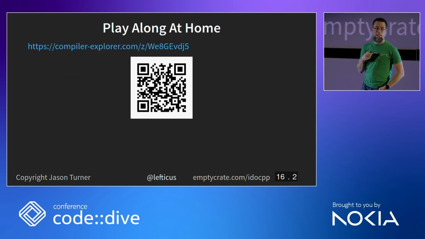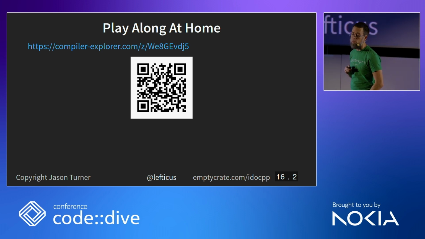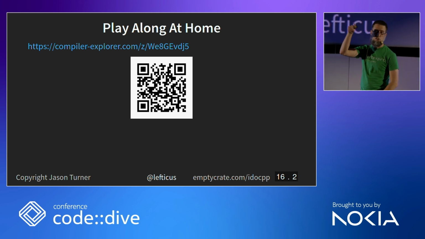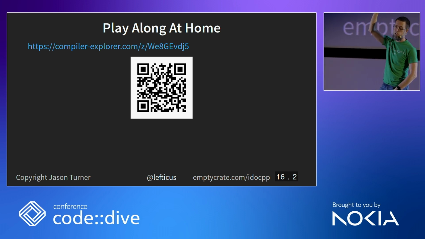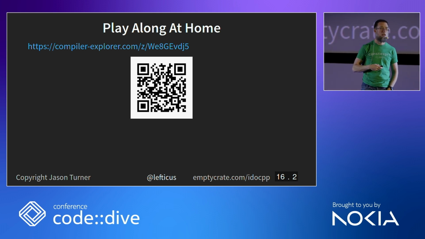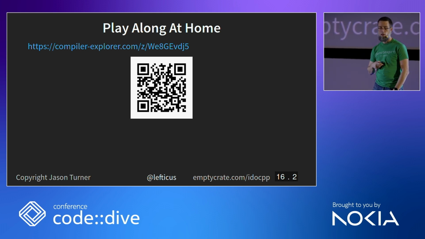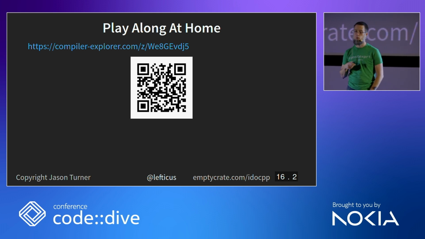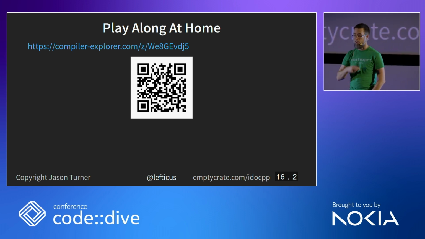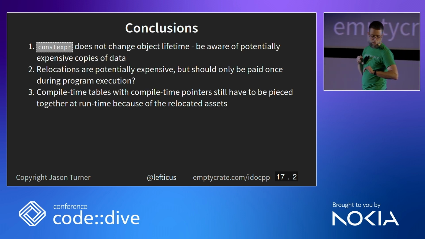If you want to play along at home, by the way, you can go to this Compiler Explorer link. This is an actual instantiation of my constexpr engine, and you can look at how much it costs to instantiate an empty one of these things. You can play with it if you want to yourself, although Compiler Explorer is notoriously bad on cell phones, so you'll probably want to just save that URL and load it later. All right, my conclusions here.